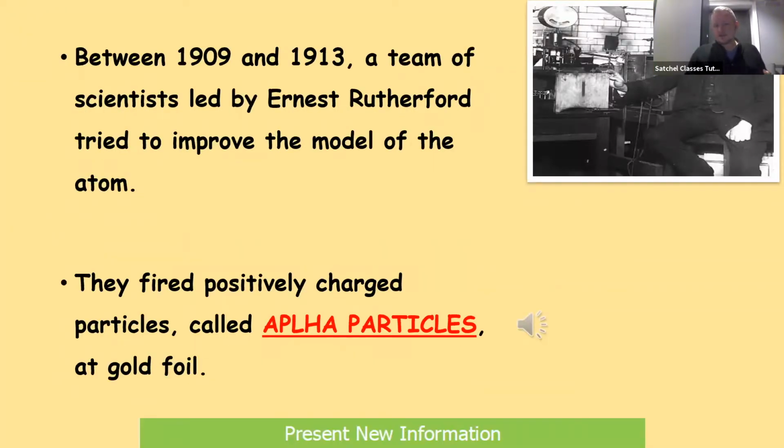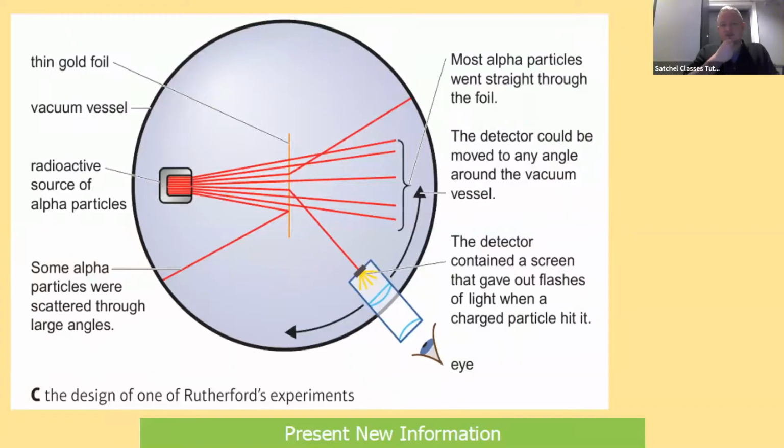So between 1909 and 1913, a team of scientists led by Ernest Rutherford tried to improve the model of the atom at the University of Manchester. Now they fired positively charged particles called alpha particles at gold foil. This was their experiment. It was designed as such.